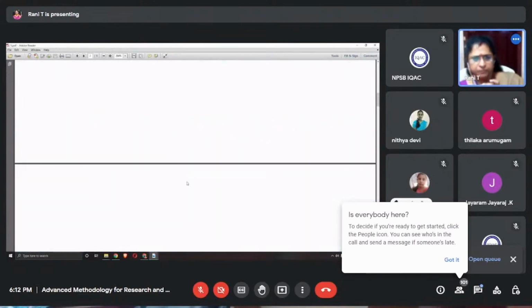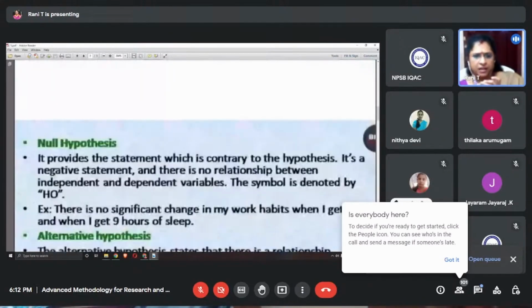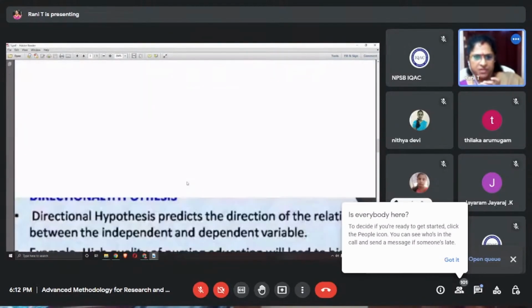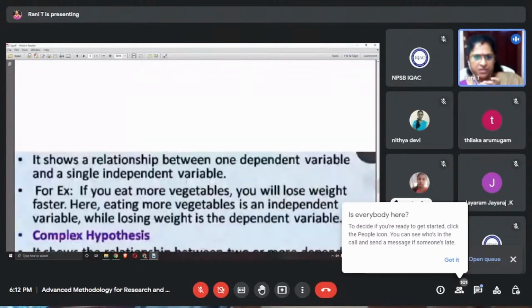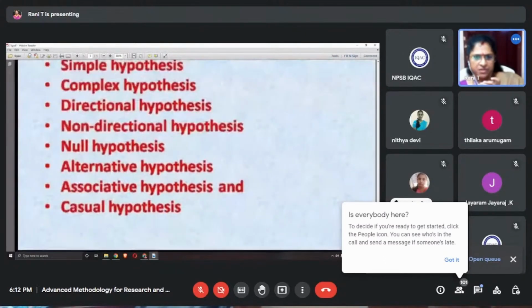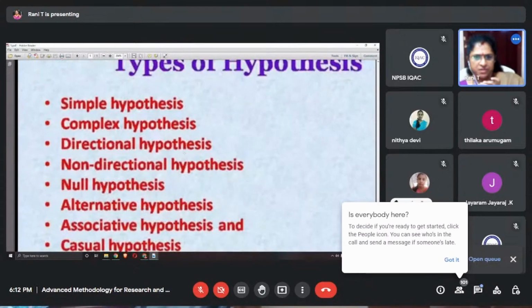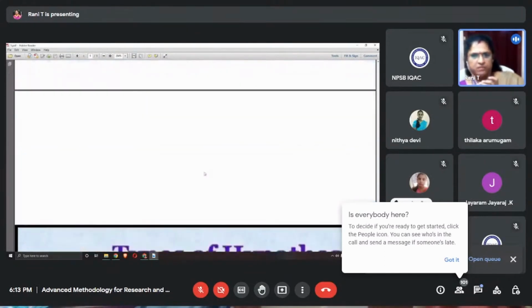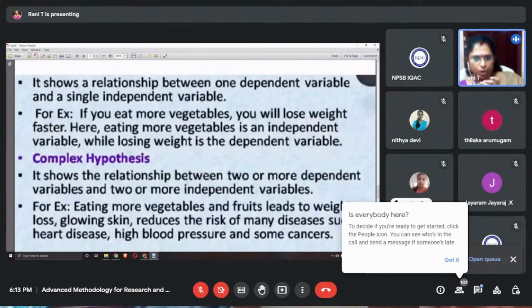And when we talk about the hypothesis, there are some classifications. Types of hypothesis: simple hypothesis, complex hypothesis, directional, non-directional, null hypothesis, alternative hypothesis, associative, causal. So let me see one by one.